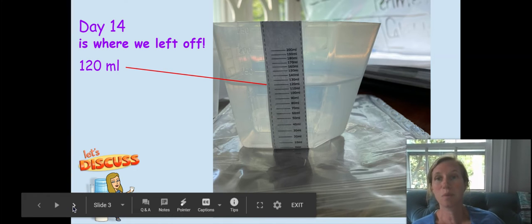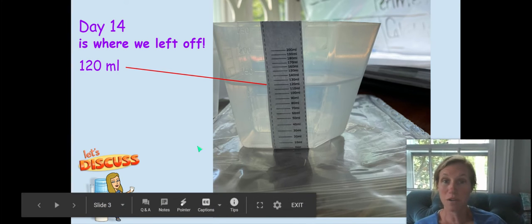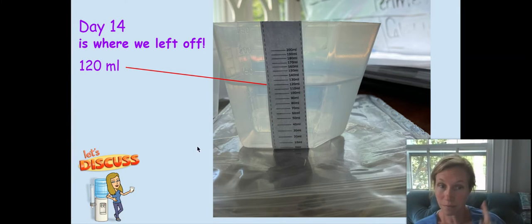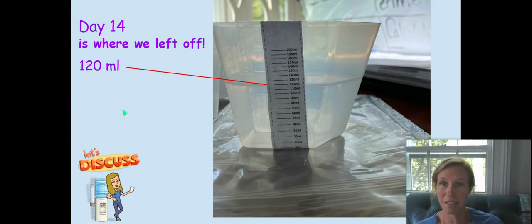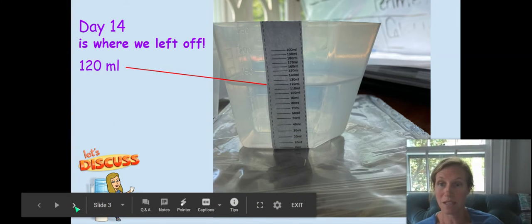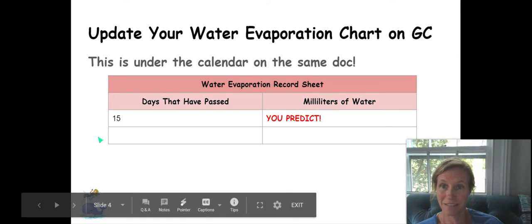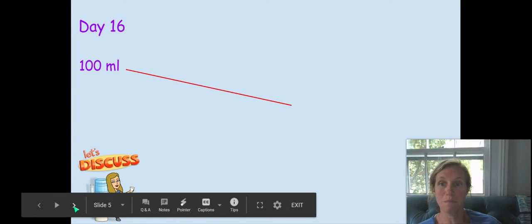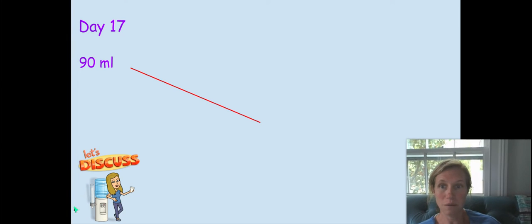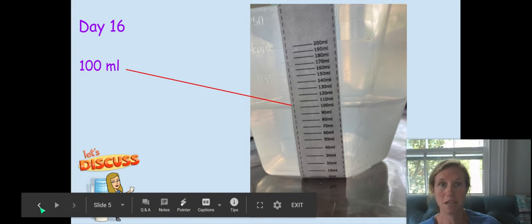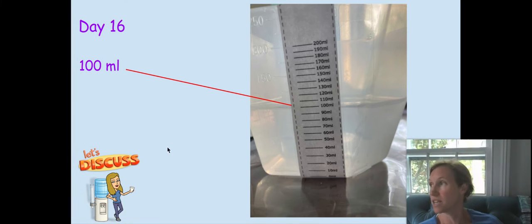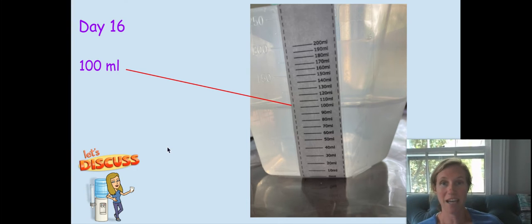Okay, here is where we left off. We were at 120 milliliters. I had asked all of you to make a prediction for what might happen next. Let's see what happened. Okay, so you should have left off right here, day 15, made your prediction. Oh, Mrs. Hall. Wait, let me just put this up. Day 16. Okay, here we are. I forgot. Can't believe it. I forgot to take a picture of the cup on day 15.